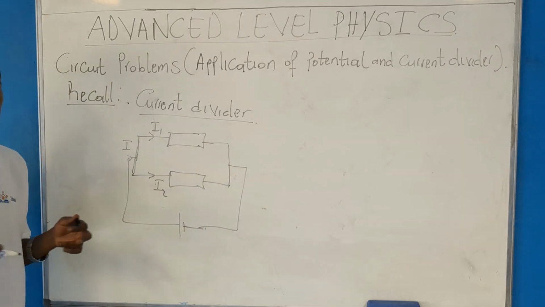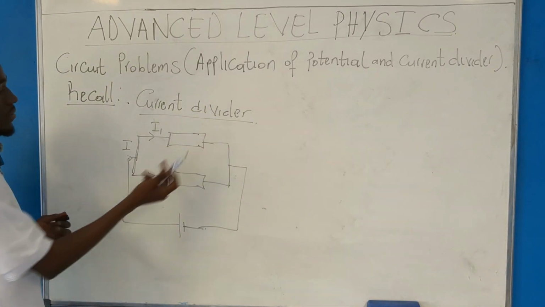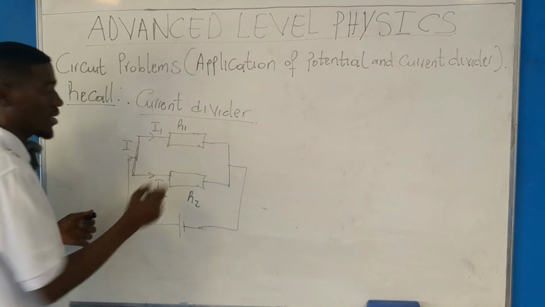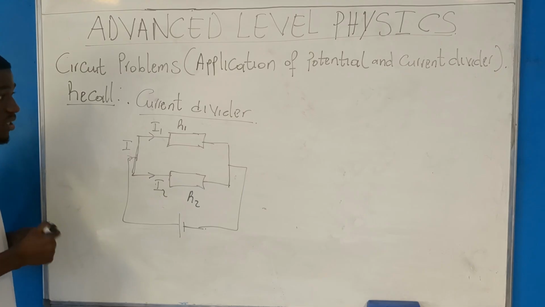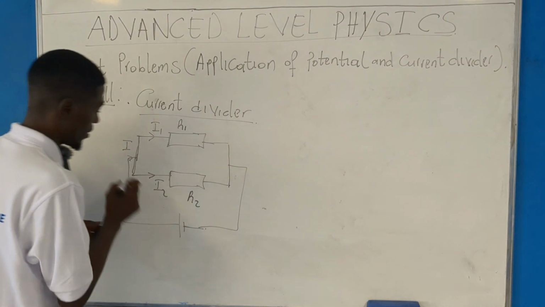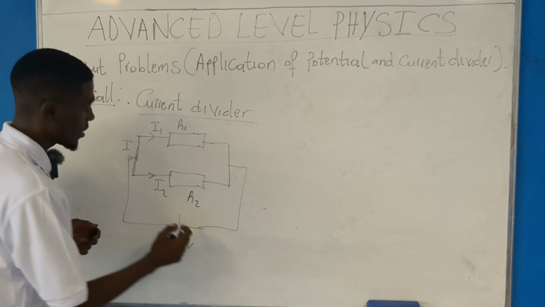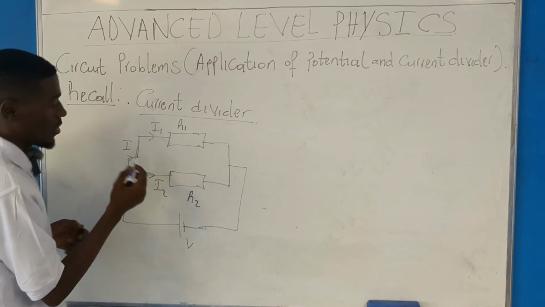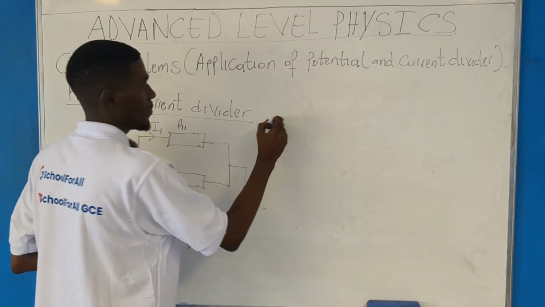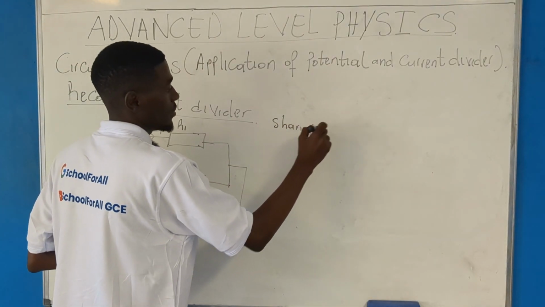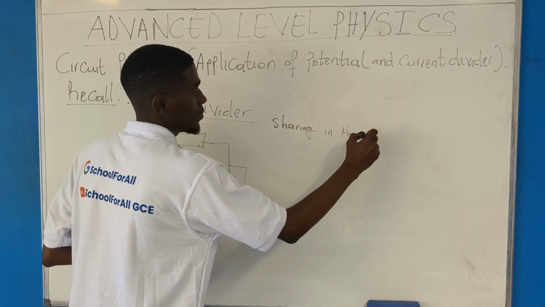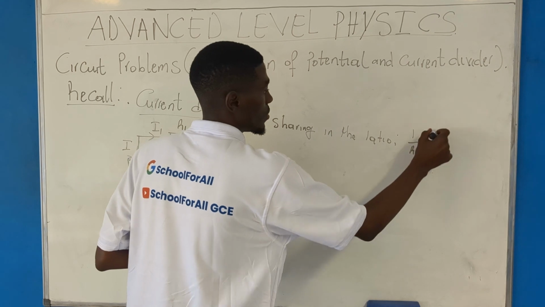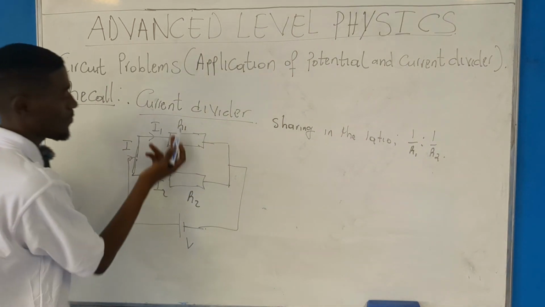So as I was saying, we apply current divider when we are having two resistors in parallel, R1 and R2. So here, this is the PD, V. The current reaching this node is being divided into I1 and I2. It means that I'm sharing I into the ratio 1 over R1 is to 1 over R2, because it is a parallel connection.